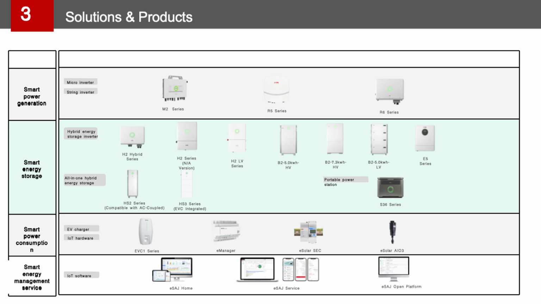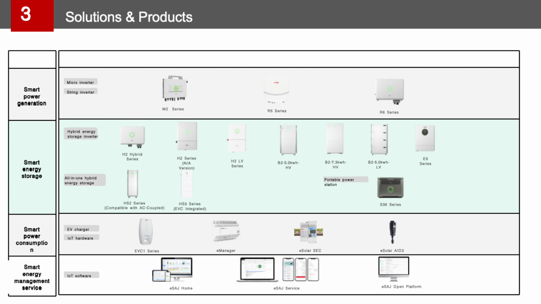So first, as we can see here, this is the on-grid inverter. From our products, we have R5 and R6, and also the micro inverter, the M2 series. So this is used for power generation. And second is the smart energy storage. We have the H2 hybrid series and the HS2. And also we have the batteries, the B2 battery, and the off-grid E5.